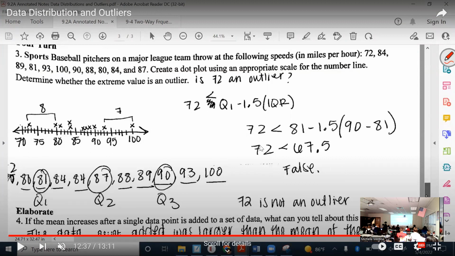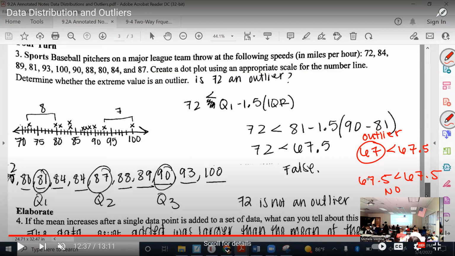If this number that we were testing was 67, would it be an outlier? Is 67 less than 67.5? Yes, it is. Would you rather have $67 or $67.50? So then, yeah, 67 is an outlier if we were using this situation. What if it was 67.5 that we were testing? Would that be an outlier? No, because it's not less than 67.5. It's exactly that. So that's how you can tell. If it's a lot smaller, use the formula for numbers that are smaller. Good, any questions?